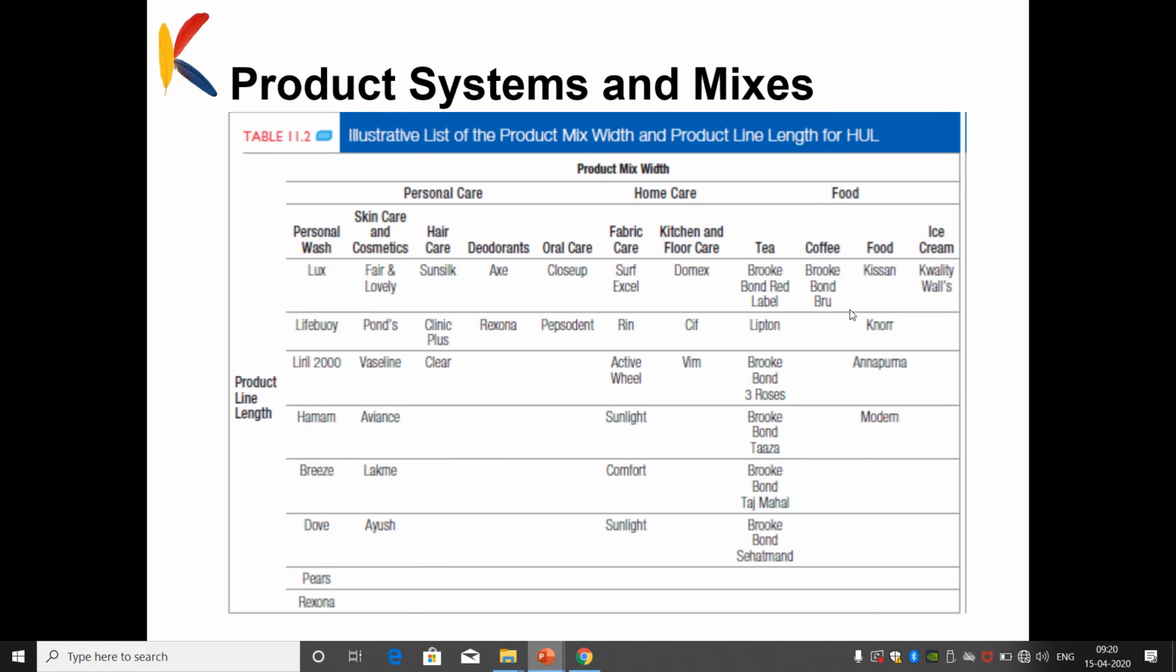So this is another representation of the product mix of Unilever. Again, personal care includes skin care, cosmetics, hair care, deodorants and oral care. In home care there is fabric care, kitchen and floor care. In food there is tea, coffee, food and ice cream. Right? Let us take some more examples.